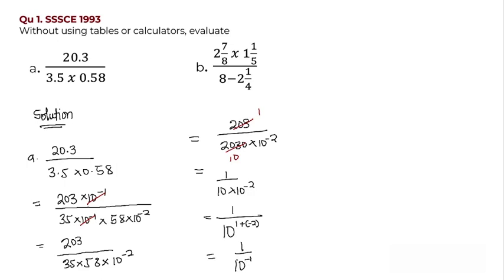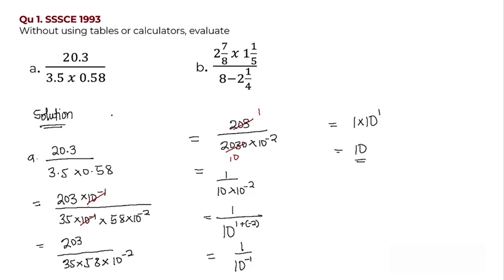Now we have 1 over 10 raised to the power -1 over here, so we can bring the 10 raised to the power -1 to the top. Then it becomes, we still have the 1 at the top here, multiplied by the 10. If we have a number with a negative power under a division sign, if it goes to the top, it becomes positive. So it becomes +1. So 1 multiplied by 10 raised to the power 1 will still give us 10. So our answer for question number 1A is 10.